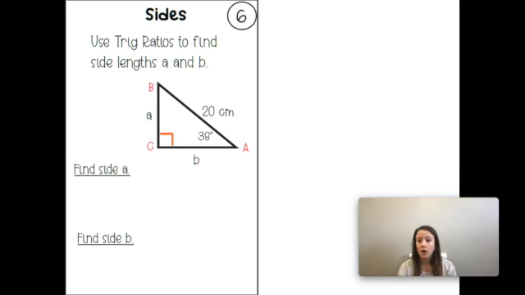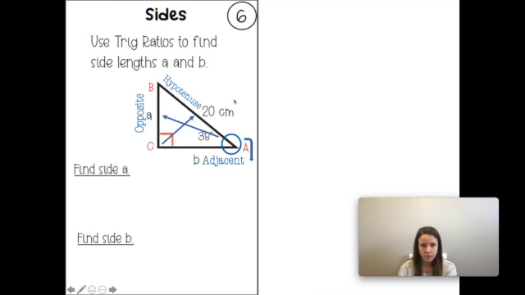All right, so now this is the bulk of it. This is what you will use most often. Let's solve. If I want to find side A, I think about what I'm given. I am given angle A, and little a is the opposite. I know that the hypotenuse is 20. So I need the opposite, I know the hypotenuse. Opposite, hypotenuse, SOHCAHTOA, that's sine.